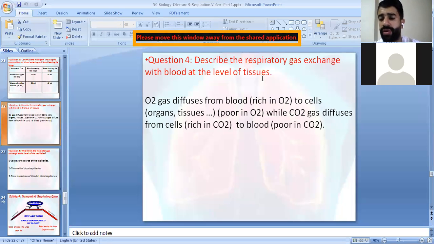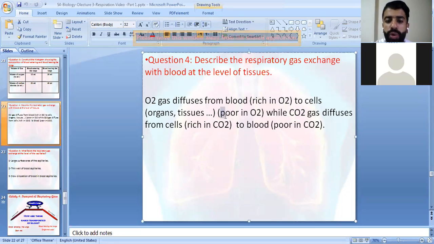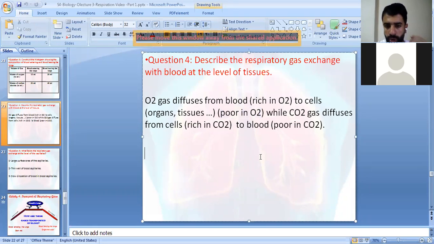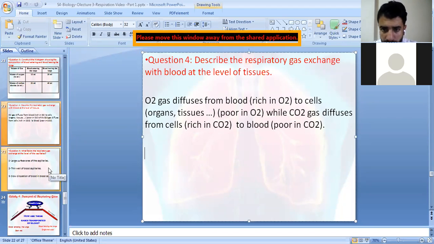Oxygen gas diffuses from the blood, which is rich in O2, to the cells. Cells need O2, so they are poor in O2. So the oxygen gas diffuses from the blood, which is rich in O2, to the cells that are poor in O2, or the tissues or the organs, while CO2 diffuses from the cells or tissues or organs that are rich in CO2 to the blood, which is poor in CO2.